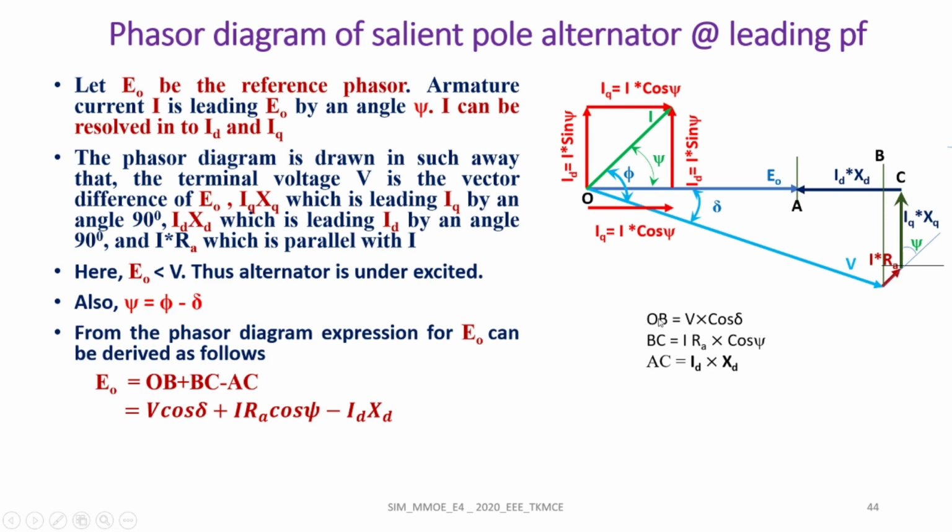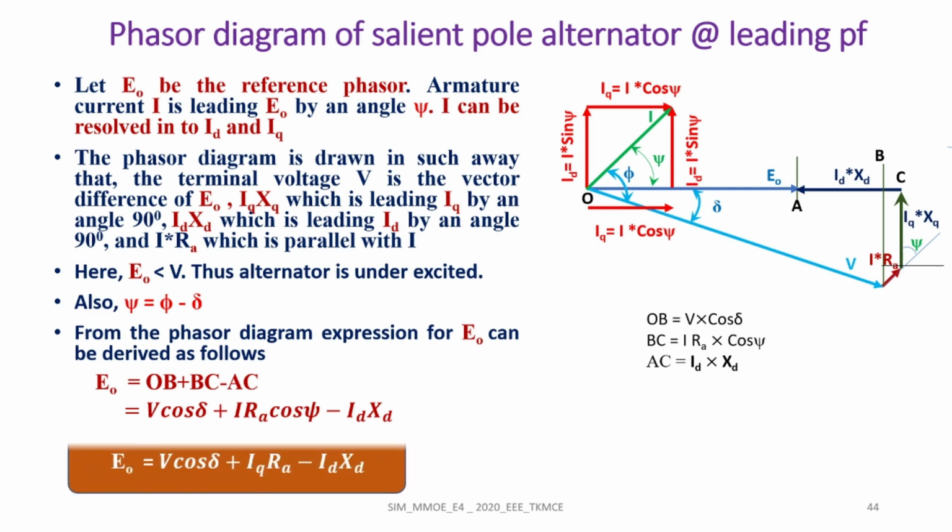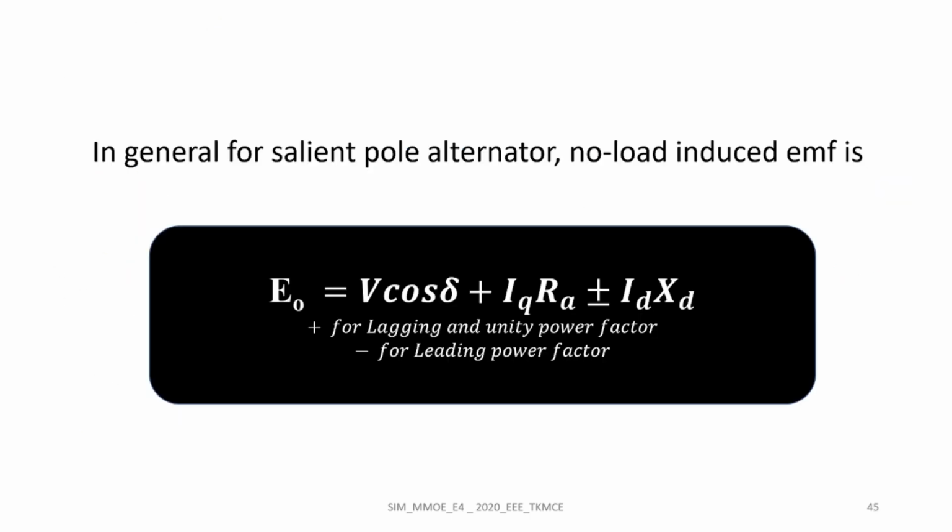Substituting different values of OB, BC and AC in this equation, we can obtain E0 as V cos delta plus I into RA cos psi minus IDXD. As I cos psi is IQ, the final expression for E0 can be obtained as E0 is equal to V cos delta plus IQRA minus IDXD. So in general, for a salient pole alternator, the no load induced EMF E0 can be written as V cos delta plus IQRA plus or minus IDXD, plus for lagging and unity power factor condition and minus for leading power factor condition.